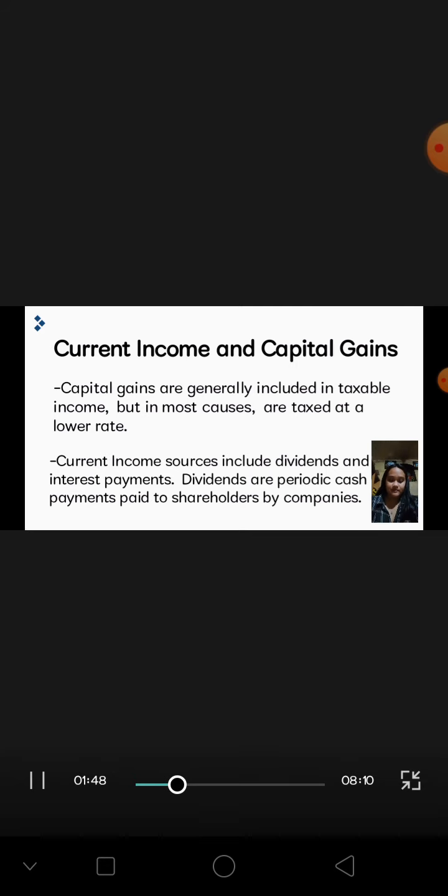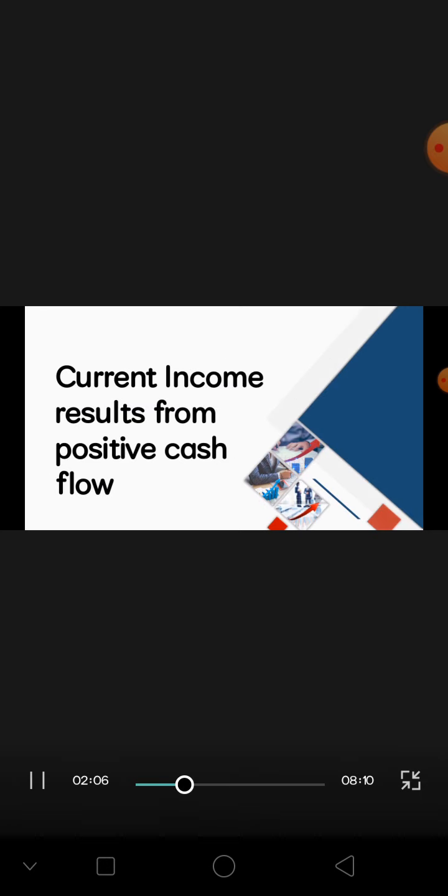Income. Current income has sources that include dividends and interest payments. Dividends are periodic cash payments paid to shareholders by companies. Next, current income results from passive cash flow.